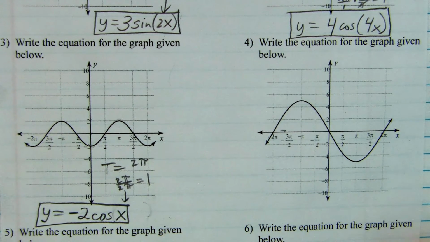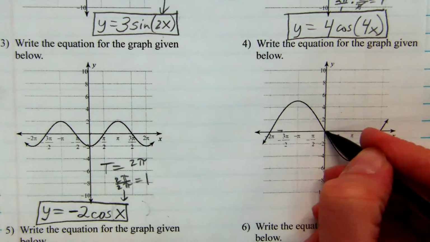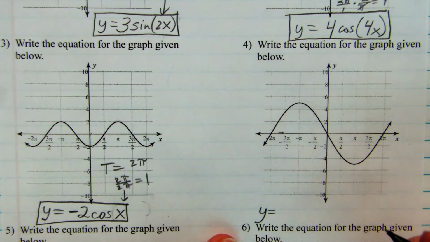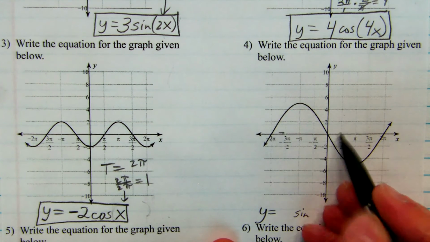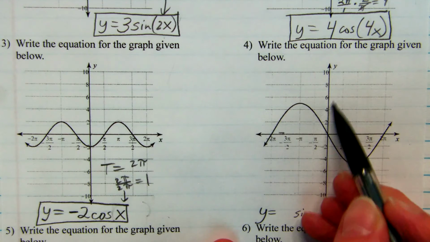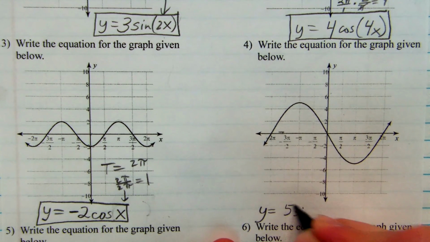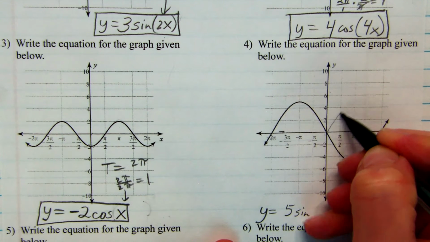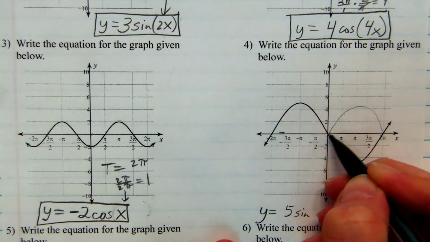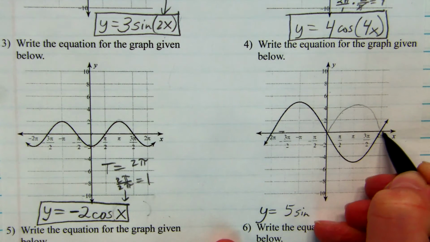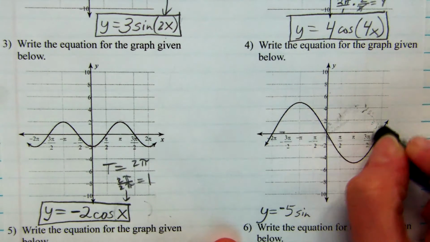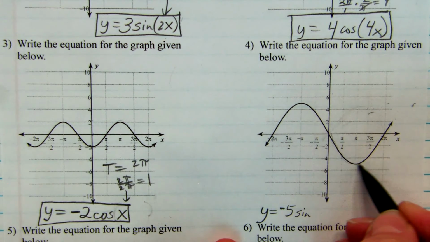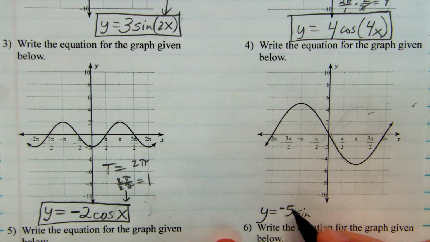Okay? Let's look at number 4. It goes through 0, 0, so is that sine or cosine? Sine. And then my amplitude looks like it is between 4 and 6, so we'll say 5. With a normal sine wave, it would go up like this. Since it's going down instead, that means it's flipped, so negative 5. If it goes through 0, 0 and it goes down over here instead of up, that means it's been flipped.